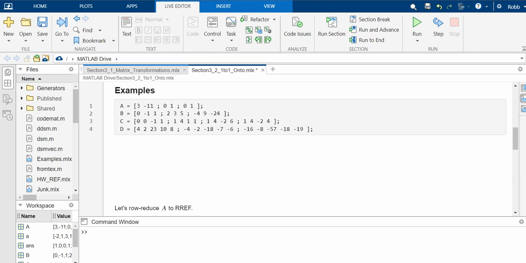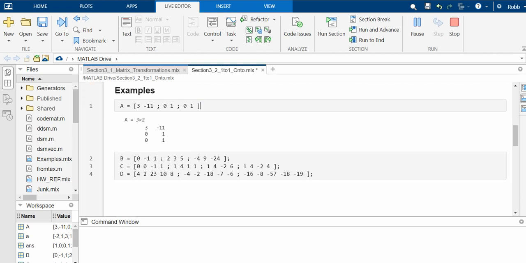Now, by the way, if you look at A, and I'll take the semicolon off so you can see it, A is a 3x2 matrix. It's taller than it is wide. So if you think about it, it can't have a pivot in every row. It can have a pivot in every column. As a matter of fact, it does. But it can't have a pivot in every row.